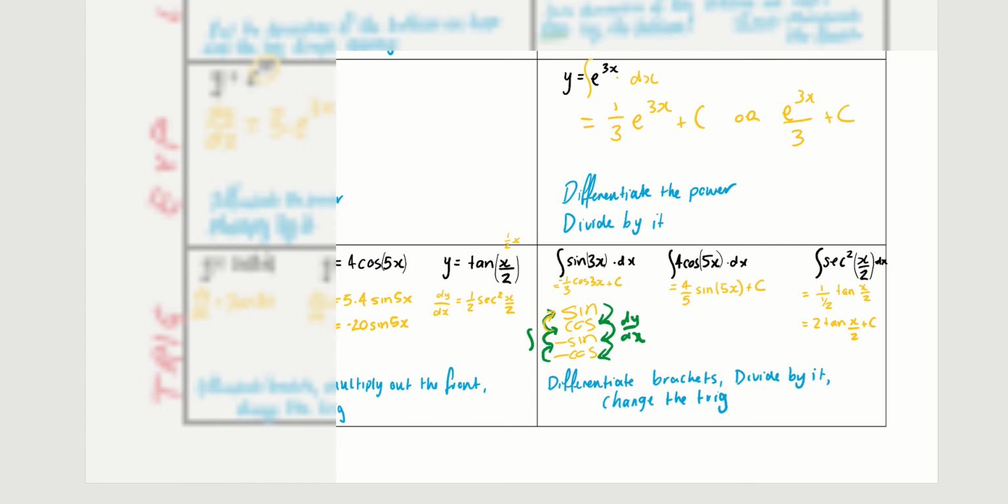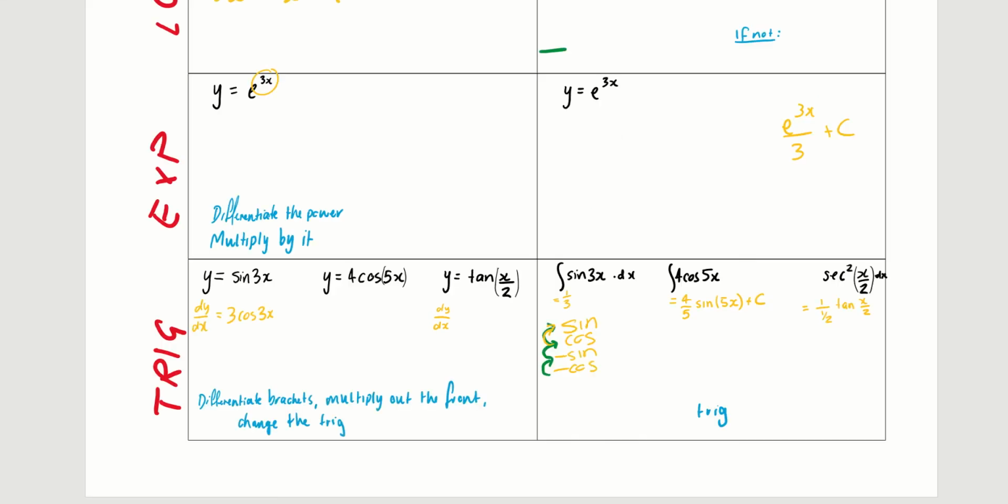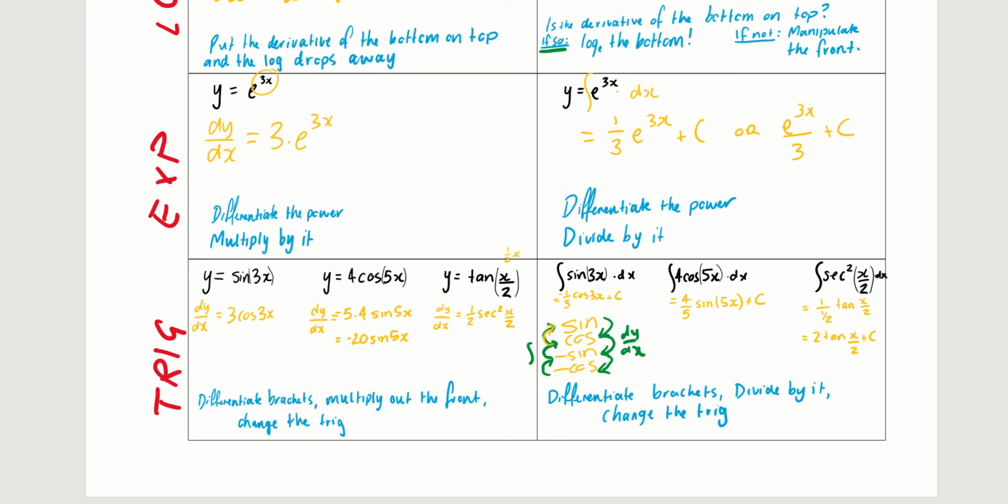There's a very nice brief summary on how to differentiate and integrate everything you need to know in advanced maths.